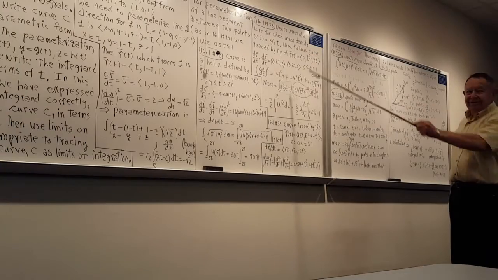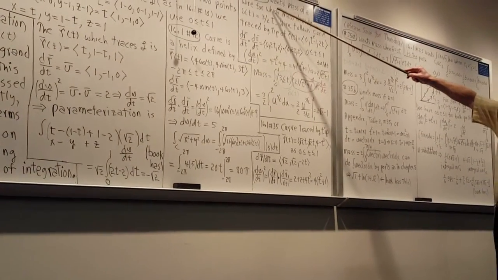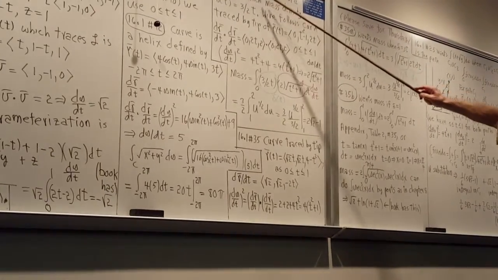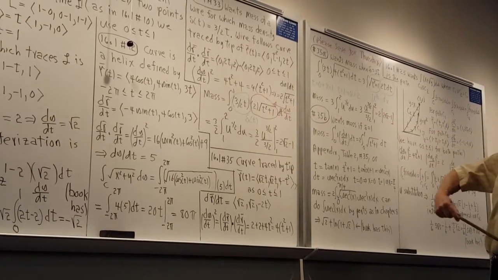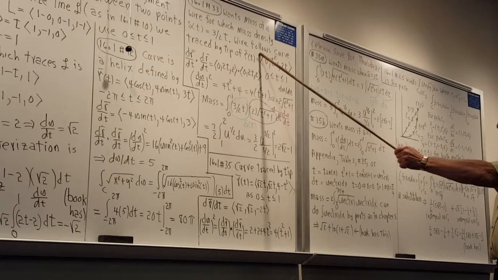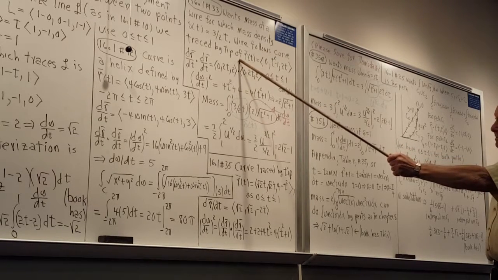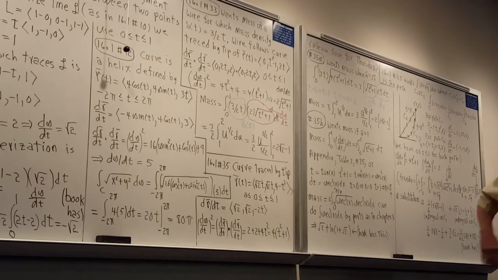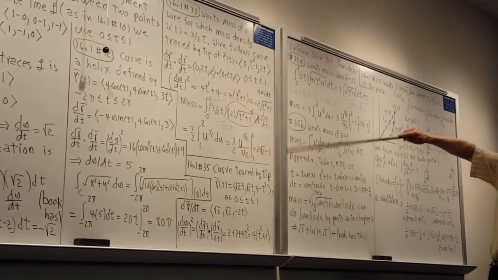Meanwhile, let's take a look at 33, which wants the mass of a wire for which the mass density is given like this. The wire follows a curve traced by the tip of r of t, which is given as this vector.